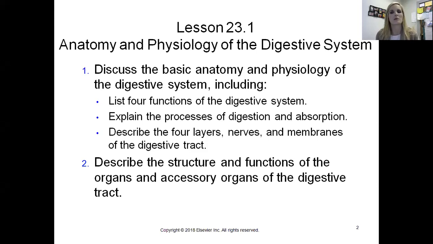We'll then take a look at the processes of digestion and absorption. We'll look at the 4 different layers of our gastrointestinal tract, which is another name for our digestive tract. We'll look at the nerves and membranes involved as well. We are going to look at the structure and functions of the organs as well as the accessory organs of our digestive system. And I actually have a labeling diagram we'll go through in this chapter as well, as usual.